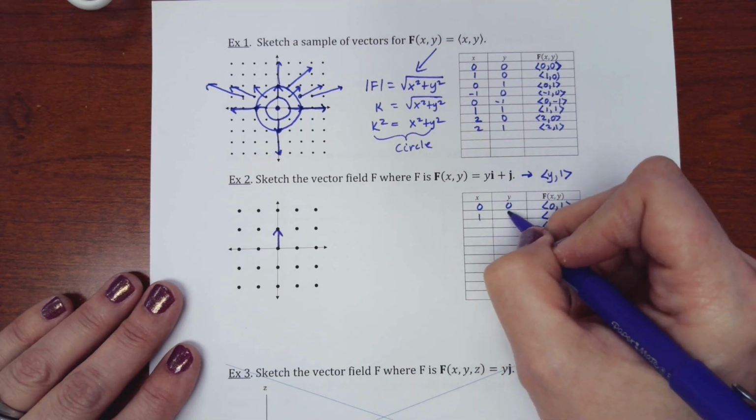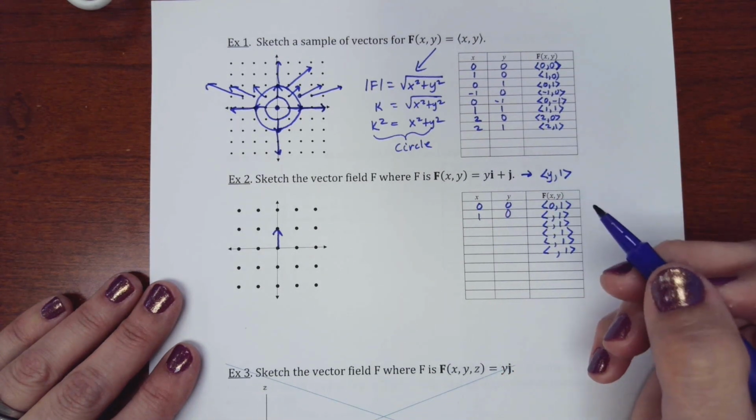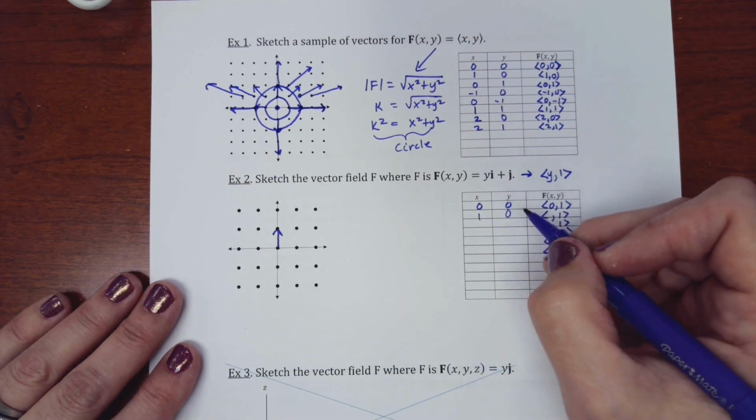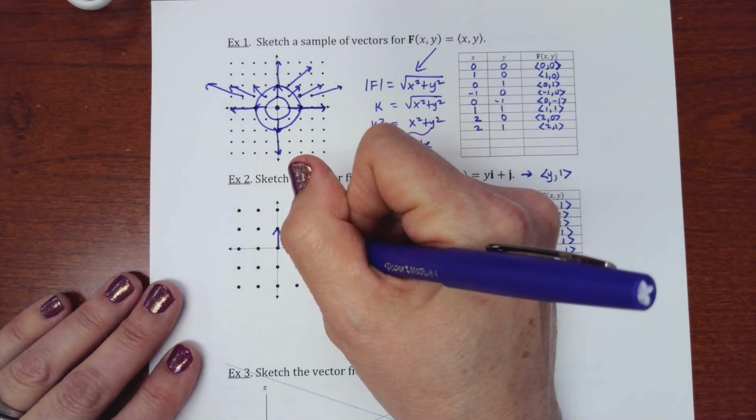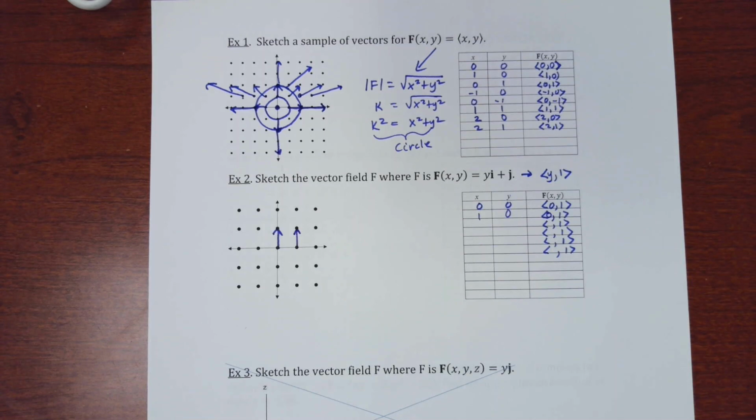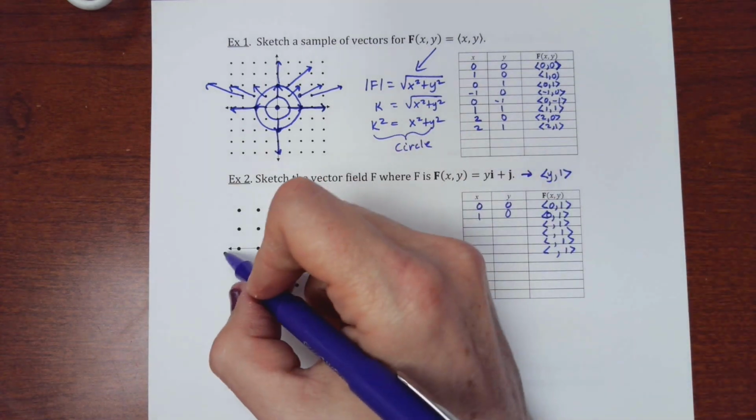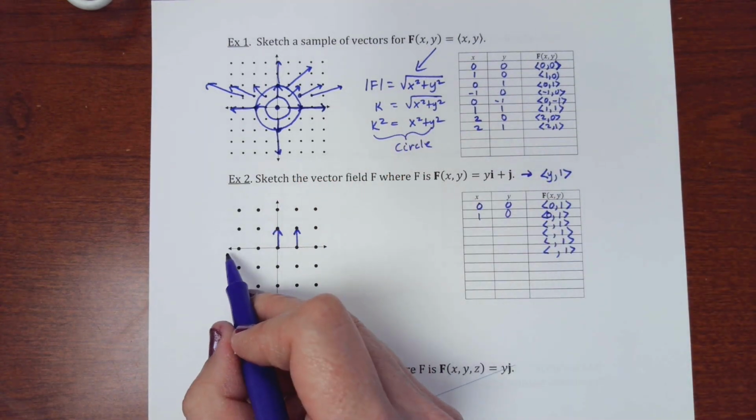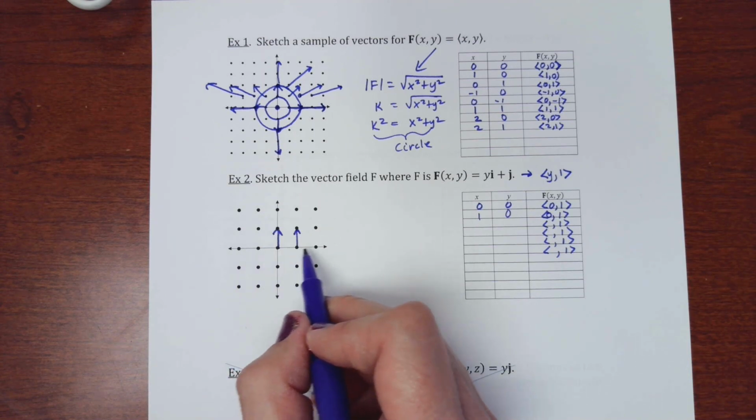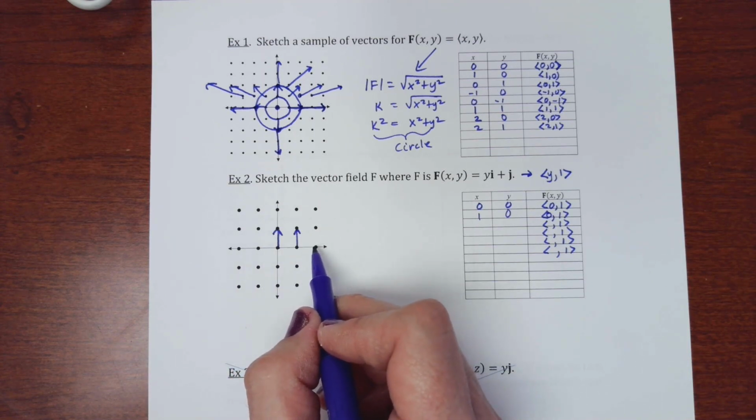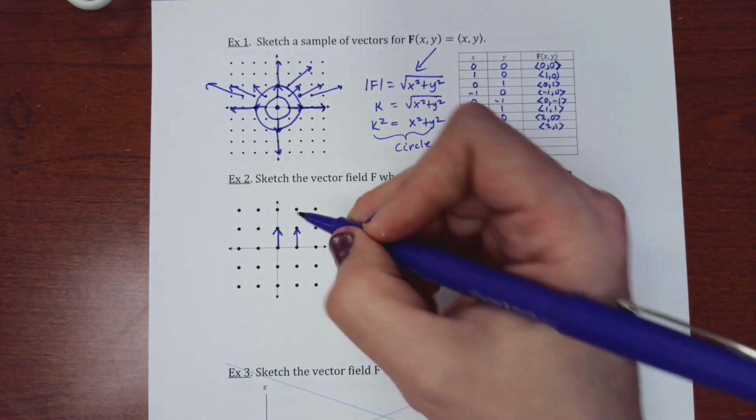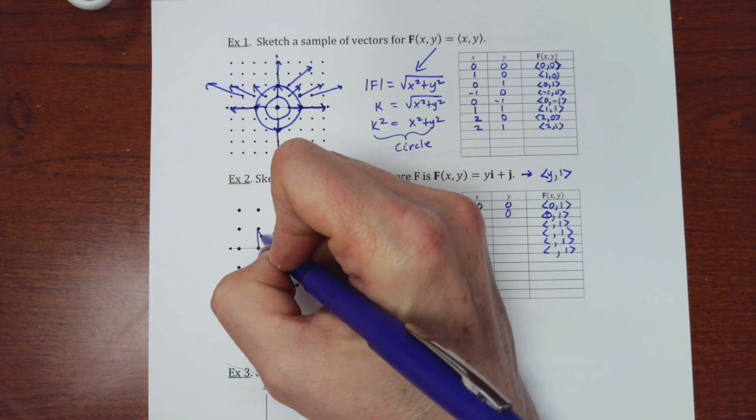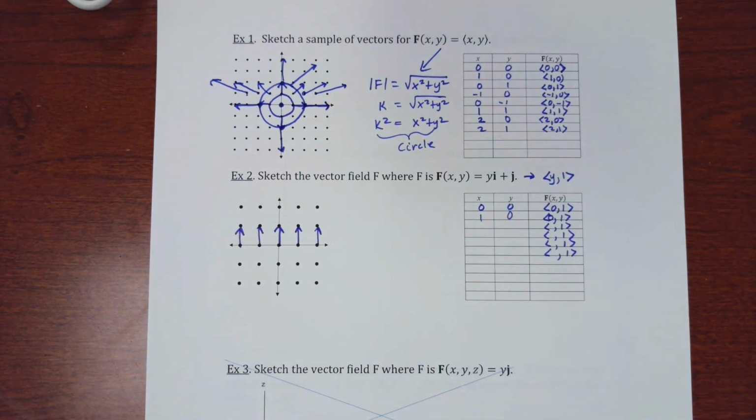Let's go over to 1, 0. If I go over to 1, 0, my y value is 0, so that's 0, 1. So basically anytime I'm on some x value comma 0, it's going to turn into 0, 1. So these are all going to go up like that. You can sense a little pattern.